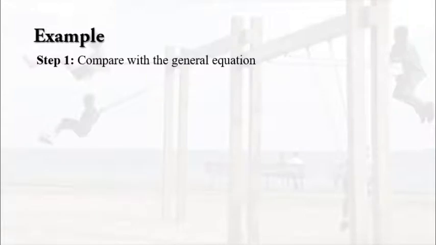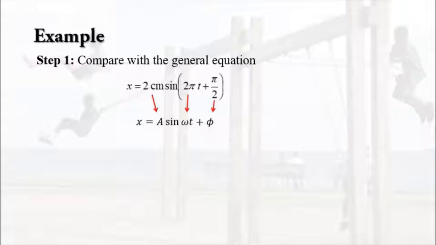So step 1, compare with the general equation. You are given x equals 2 cm sine 2 pi t plus pi over 2. This is an equation with initial phase angle. So what are you going to do? You're going to compare with the general equation with initial phase angle, so you have A sine omega t plus phi here. I use a plus sign here because the initial phase angle given is a positive initial phase angle.